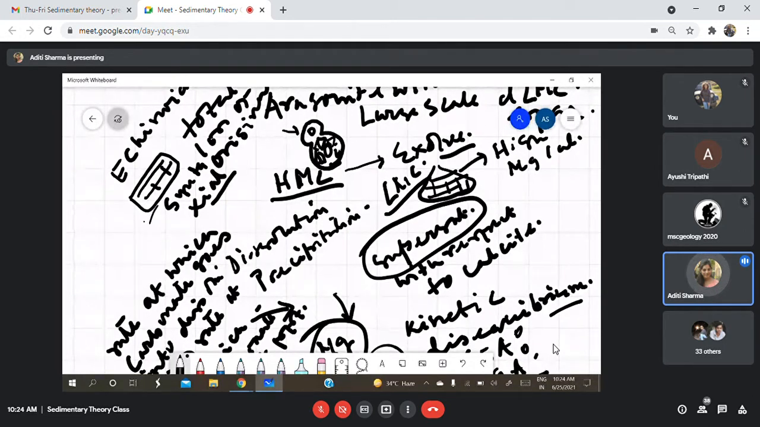So echinoid, which is actually a high Mg calcite, is basically exsolving the Mg, so it will preserve. It is not going into dissolution. We call it the syntaxial. So that is the difference between the two.